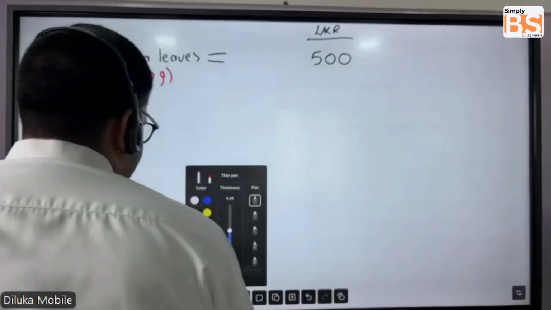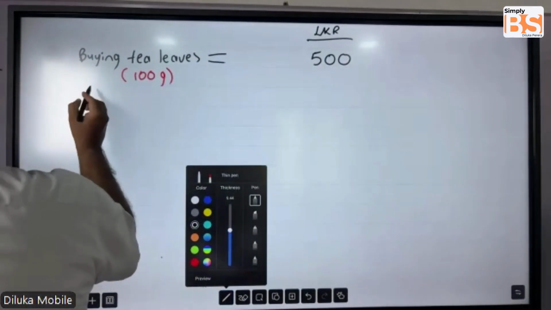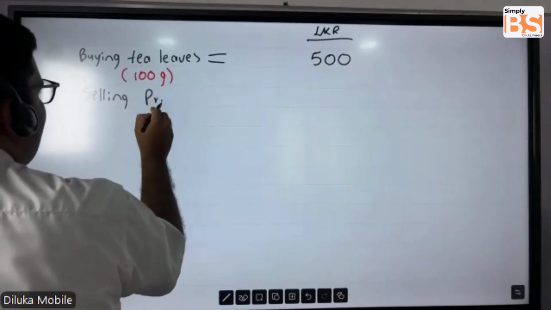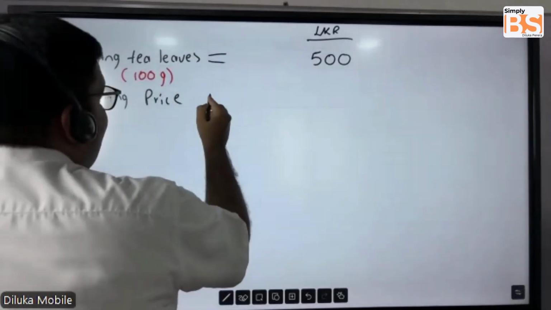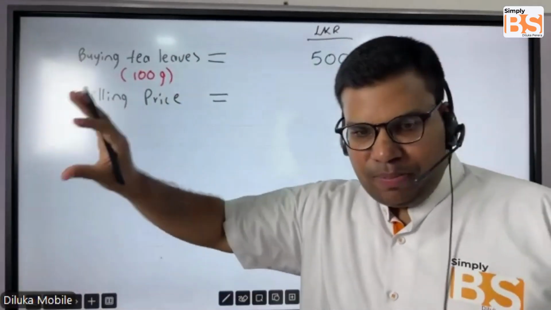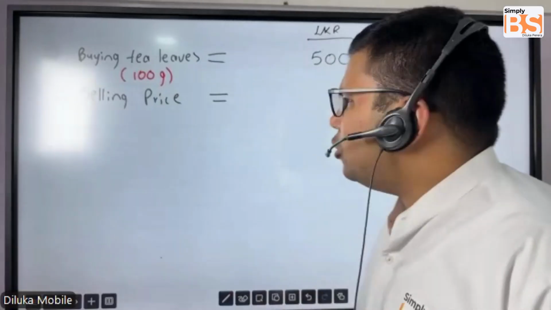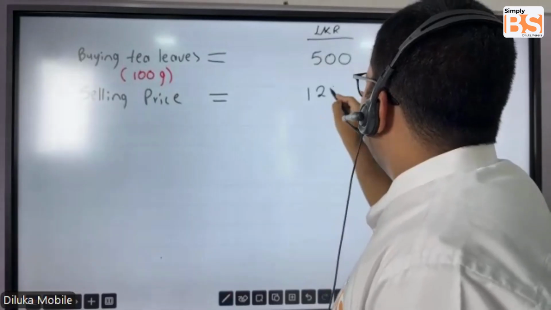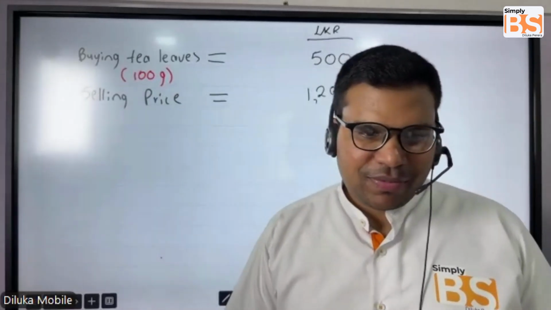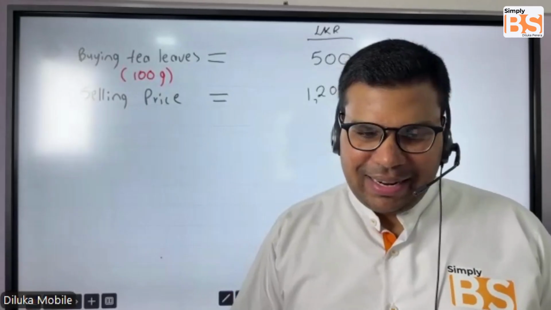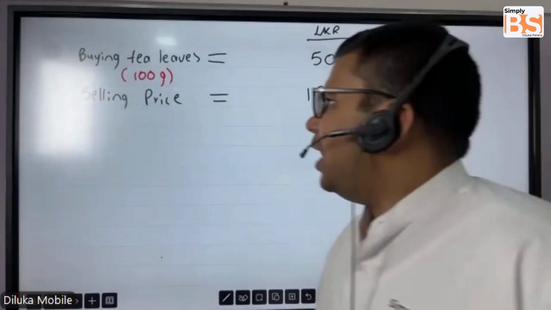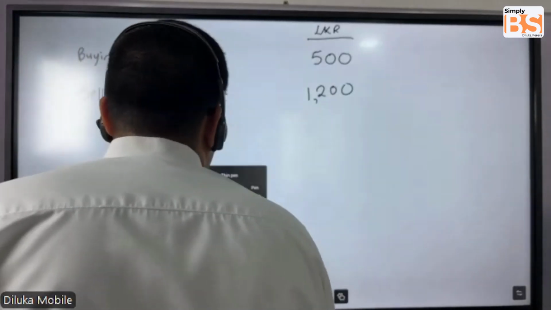Let's say the selling price of this 100 grams of tea leaves, which is finished up, processed, everything is done, is 1,200 rupees. Now you can calculate the added value. How to calculate added value?